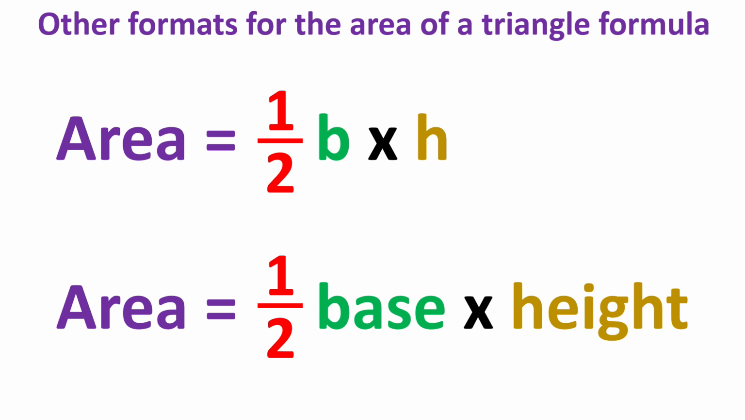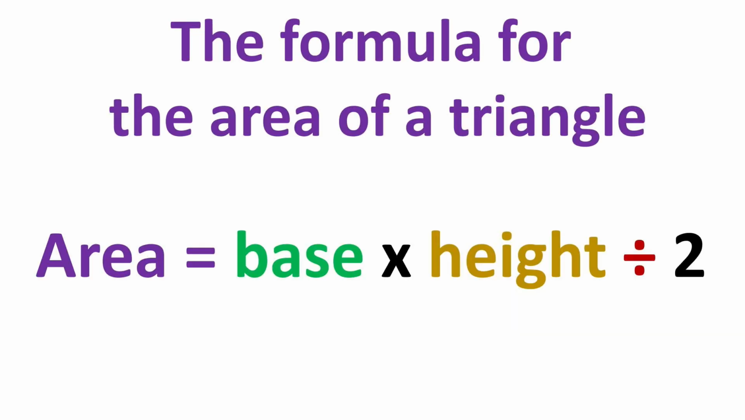These are other formats for the area of a triangle formula. Sometimes you'll see the formula for the area of a triangle written like this. The letter B stands for base. The letter H stands for height. And there's a small 1/2 fraction to the left of the B. When we put a fraction or any other number next to a letter, that means they're being multiplied. So we read this as the area of a triangle equals 1/2 times the base times the height. It's just another way to express the same formula, which we prefer to write like this. The area of a triangle equals the base times the height divided by 2.